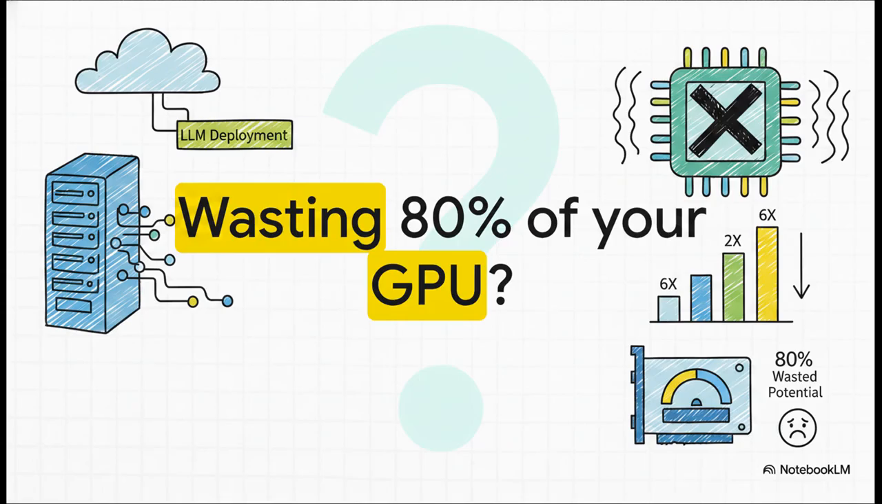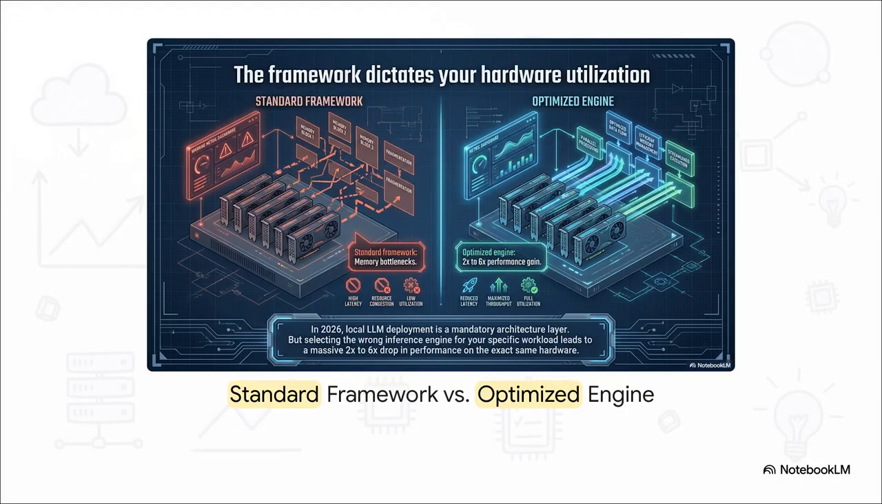So here's the harsh reality right now. Local LLM deployment is no longer just some experimental luxury, it's a mandatory architecture layer. But selecting the wrong framework for your specific workload leads to a massive 2 times to 6 times drop in performance on the exact same hardware. You really have to ask yourself, are you currently wasting up to 80% of your GPU's potential simply because of bad routing? This brilliantly illustrates the stakes here.